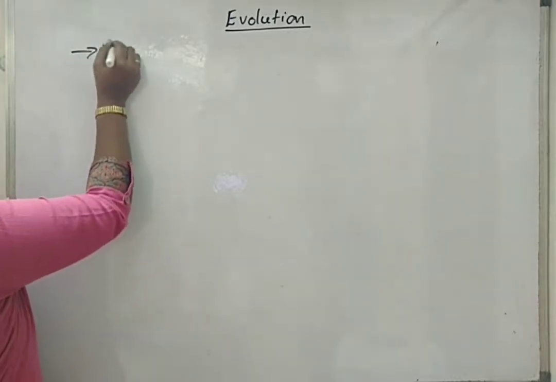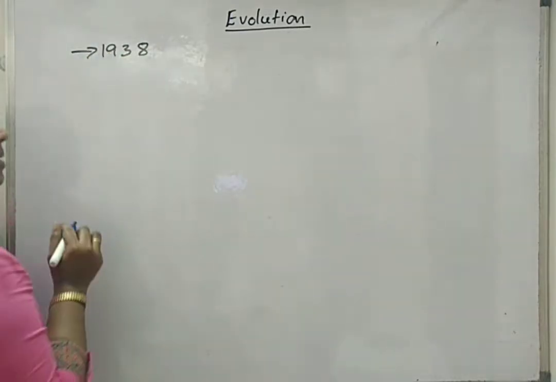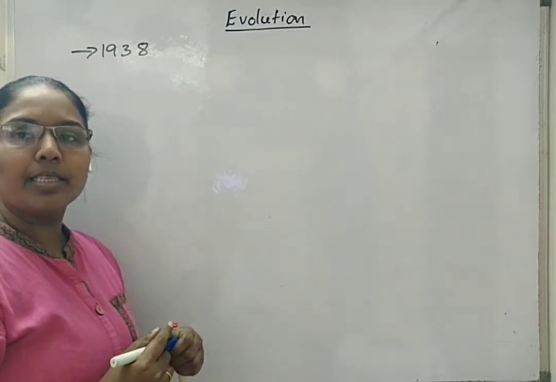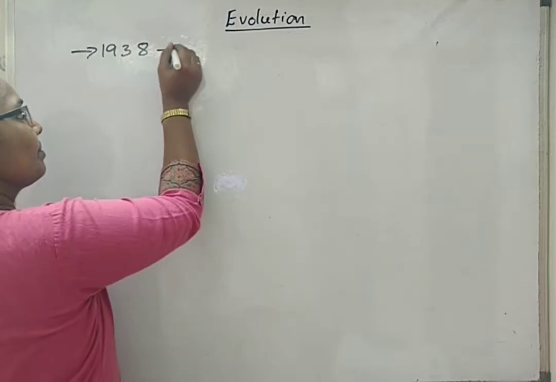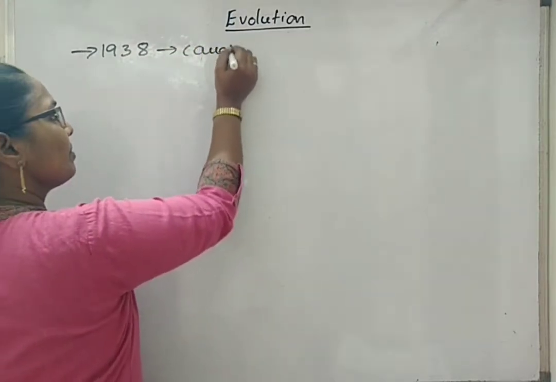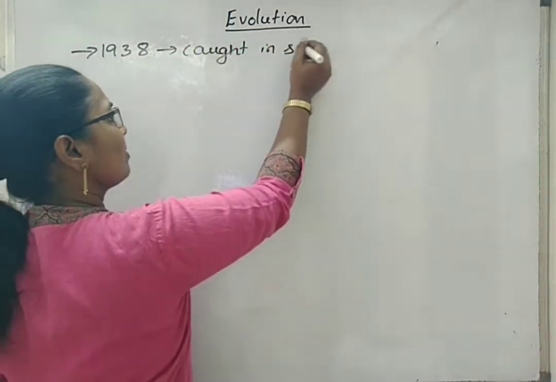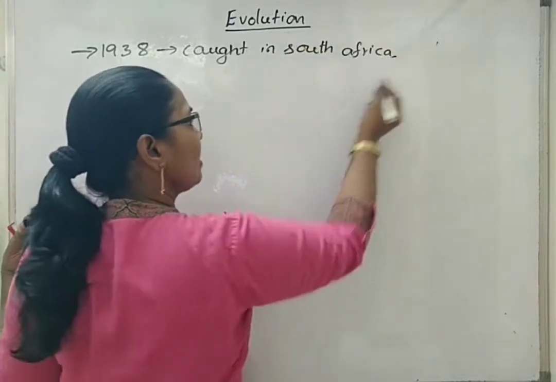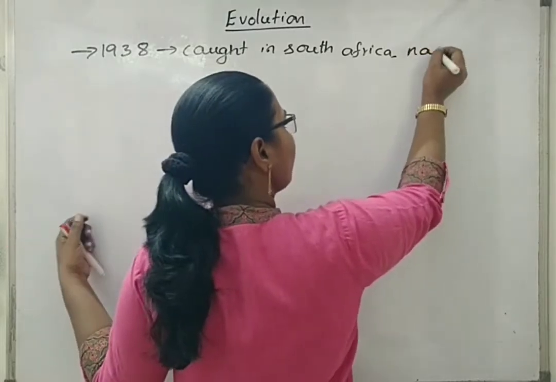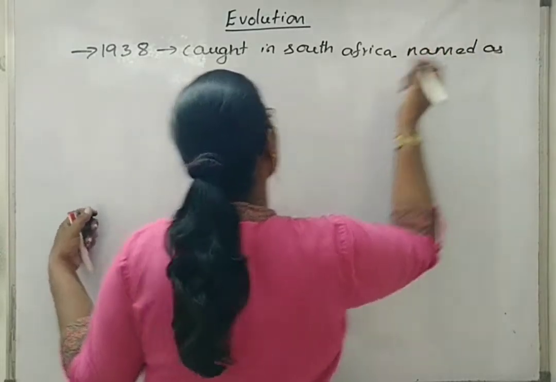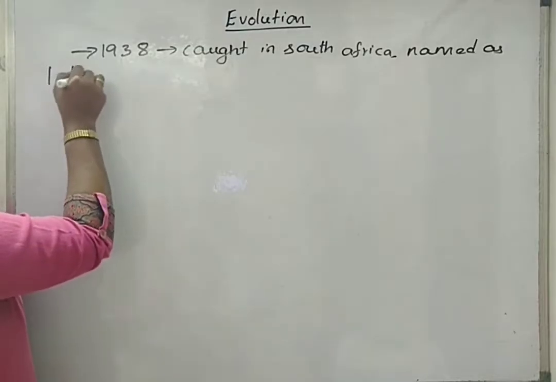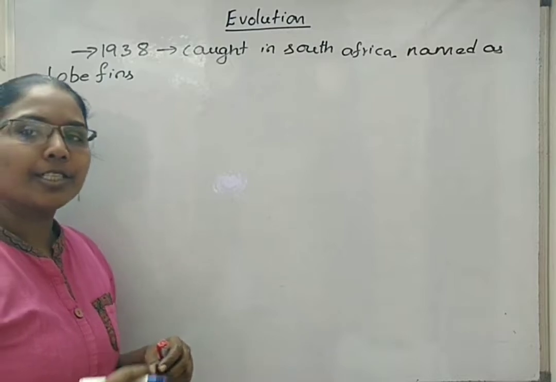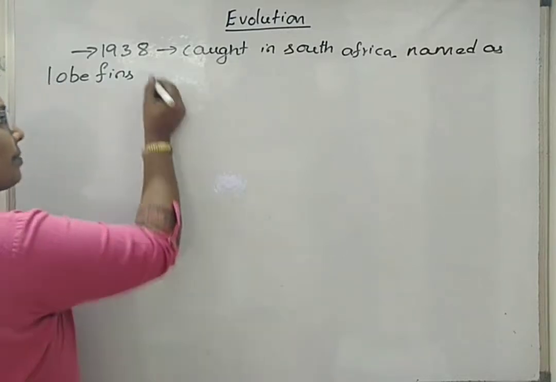In 1938, some fishes were caught from South Africa and those fishes are named as lobe fins. These animals are considered to be the first evolved amphibians.